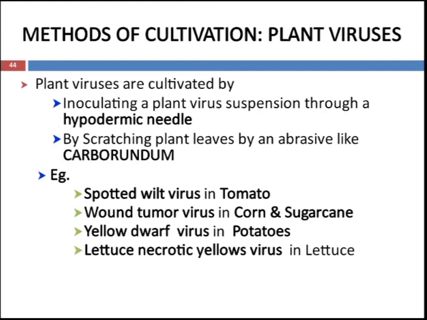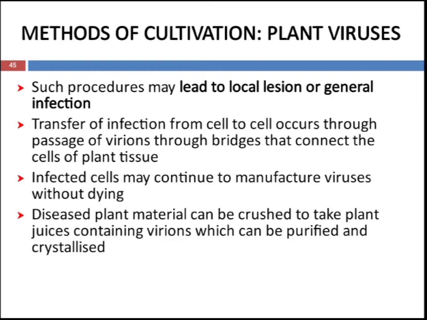Now we can discuss the method of cultivation of plant viruses. Plant viruses are cultivated by inoculating a plant virus suspension through a hypodermic needle or by scratching the plant leaves with an abrasive like carborundum. Examples are spotted wilt virus is inoculated in tomato. Wound tumor virus is cultivated in corn and sugarcane. Yellow dwarf virus is cultivated in potatoes, and lettuce necrotic yellow virus in lettuce. But such procedure may lead to local lesion or general infections.